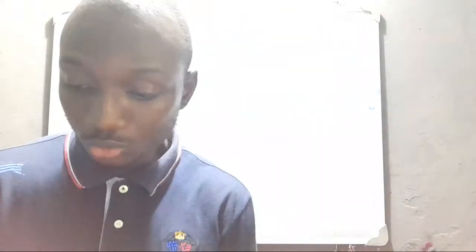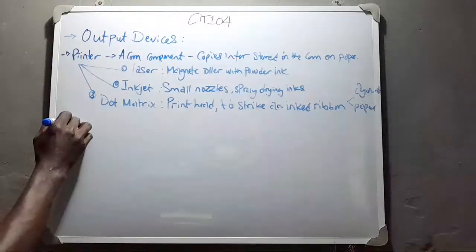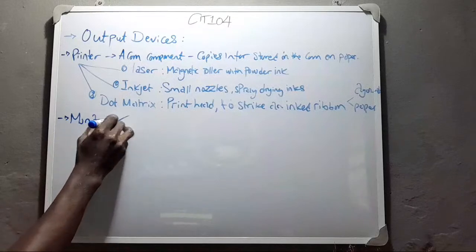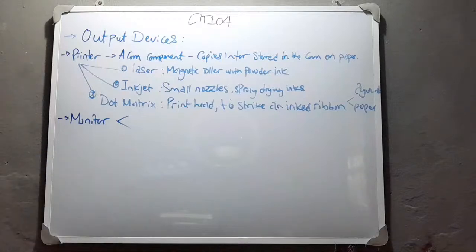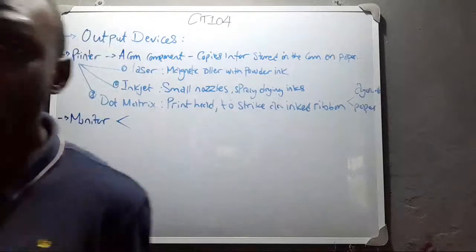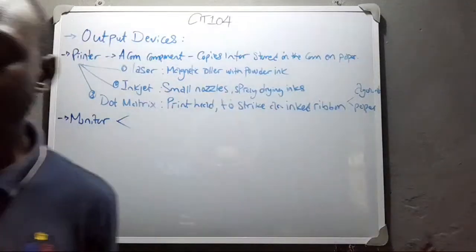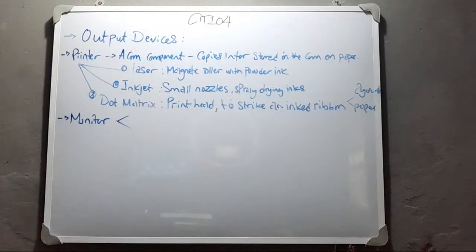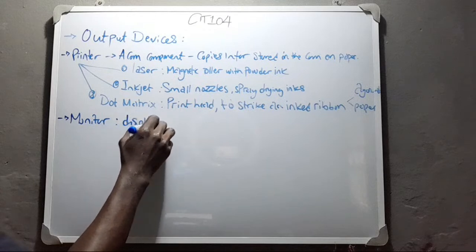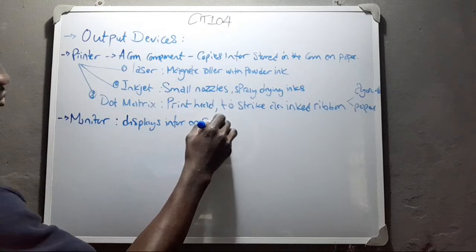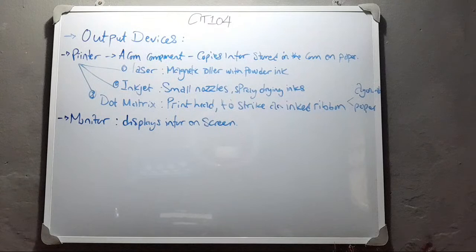Now let's move on to what we call the monitor. The monitor does not process by itself. What it does is display what the video card tells it to display. It only displays information on screen. According to your material, it only displays information that the video card sends. The video card is where the information to be displayed on the monitor is sent forth.